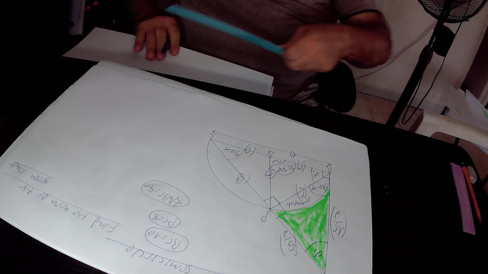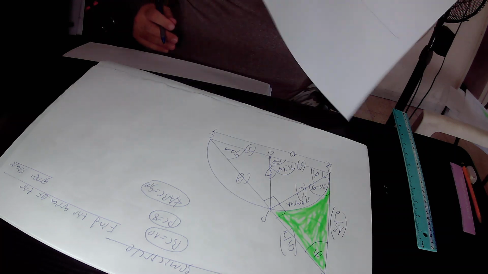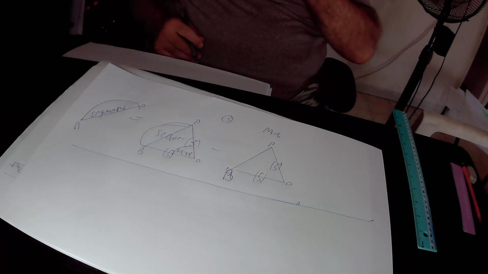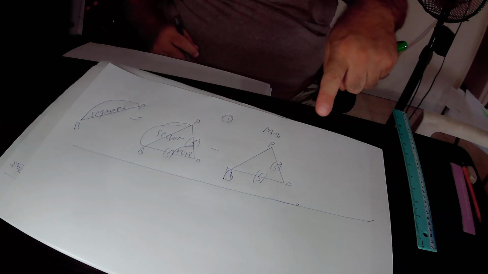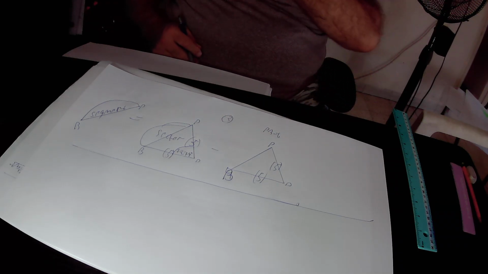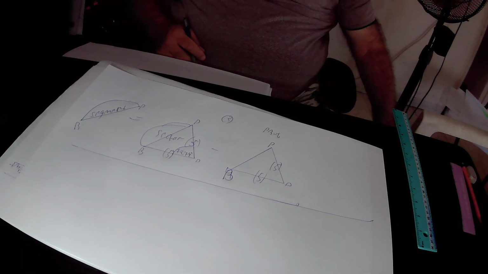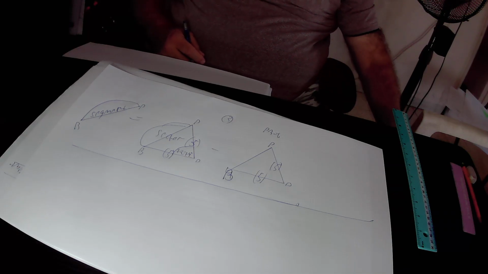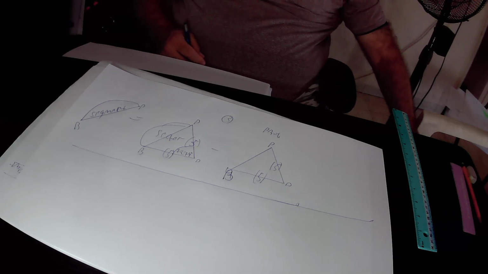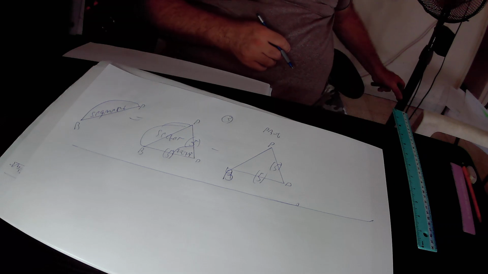So repeat again, we have found out that the area of segment BP is equal to the area of sector BOP minus the area of triangle BOP. So what is a sector? A sector is a portion of a circle enclosed by two radii and the arc between them. So repeat again.